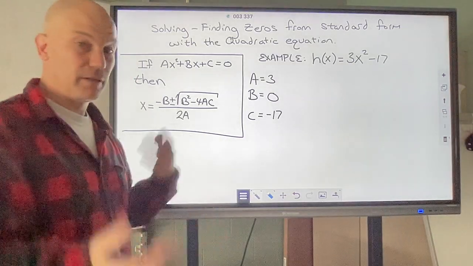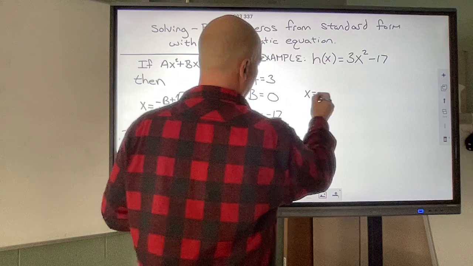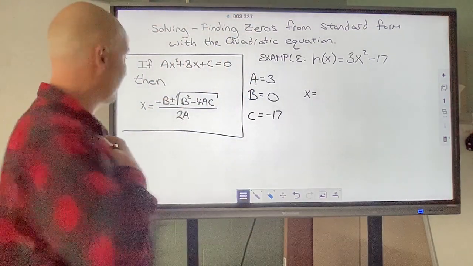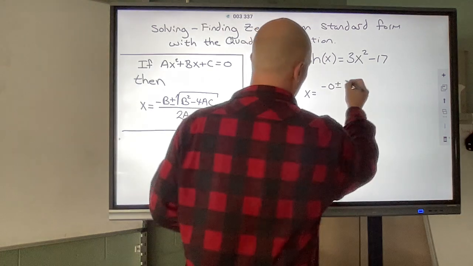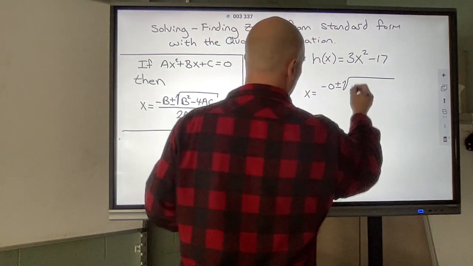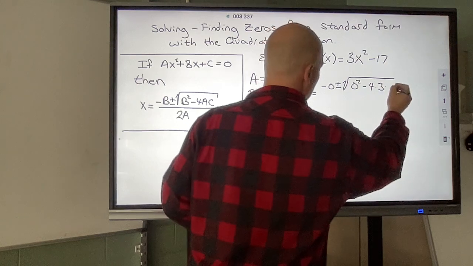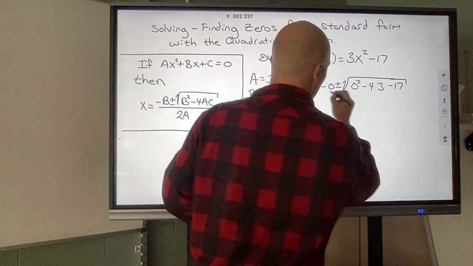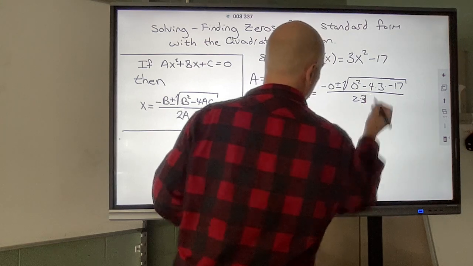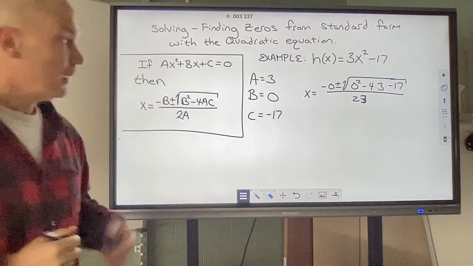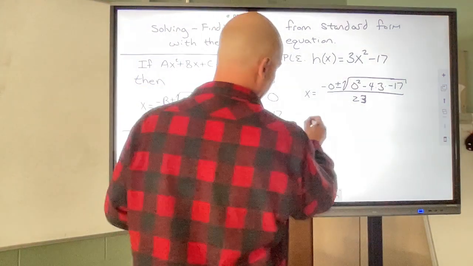Okay, now it's our job to plug in. So we use the quadratic equation. X equals, because I want to know the zeros. The opposite of b, negative 0 plus or minus radical b squared, 0 squared minus 4 times a, which is 3, times c, which is negative 17, all over 2 times a, a, which is 3. Whoops, I almost scooped that up. Okay. Now I can start simplifying and solving this.